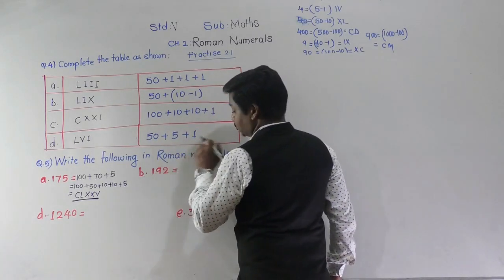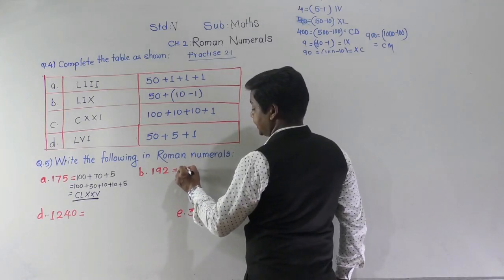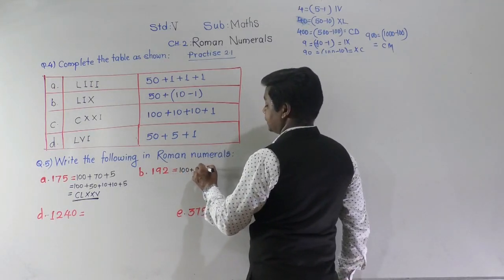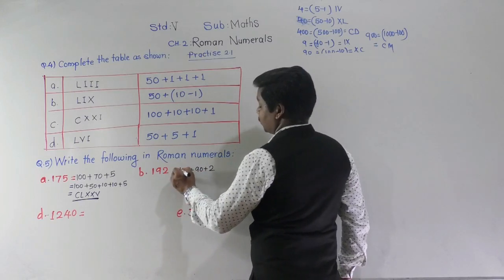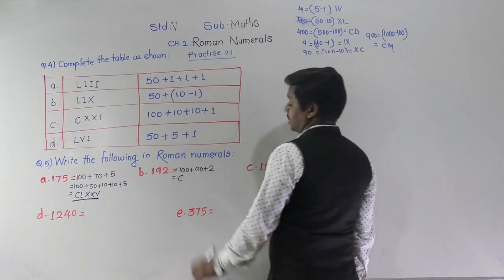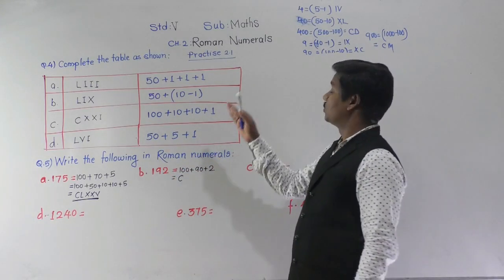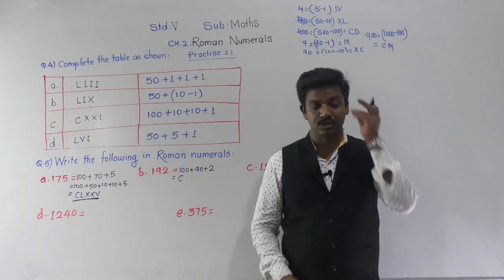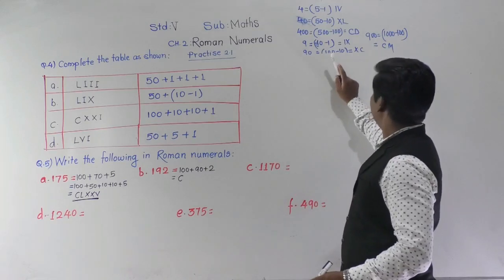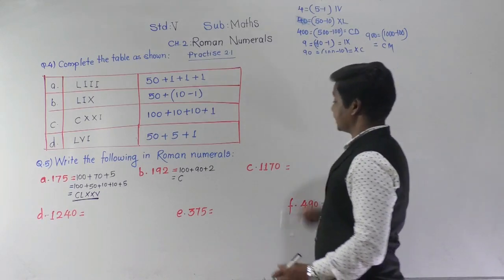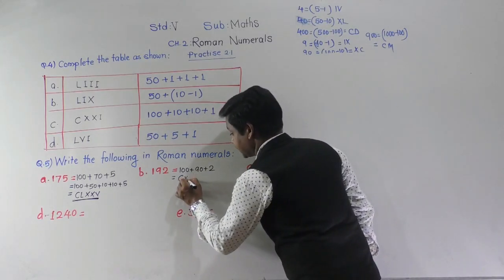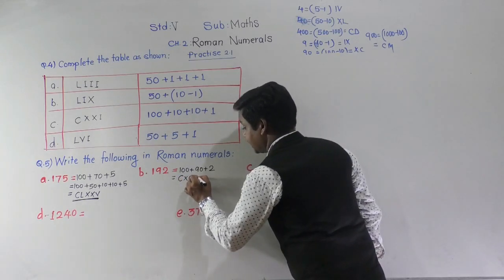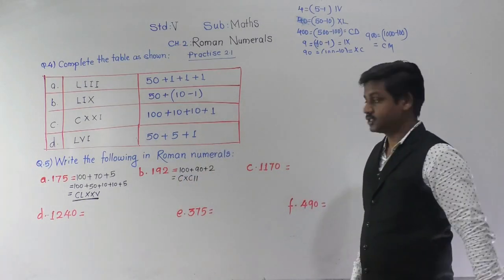Similarly 192, so 100 plus 90 plus 2. 100 means C. Now directly think about 90, what will be the symbol for 90? There is not a single symbol. 90 means 100 minus 10, that is XC. So 90 means XC and for 2, II. Understood?